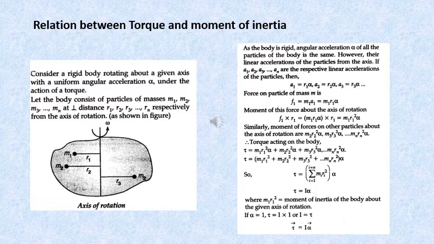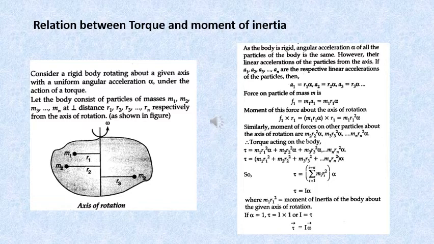As the body is rigid, the angular acceleration for all the particles is going to be same. However, the linear acceleration of the particles from the axis will be different, which is a1, a2, a3 and so on up to an. The value of a1, the linear acceleration in terms of angular acceleration, is the distance from the axis of rotation, and the product of angular acceleration is the linear acceleration. So a1 is r1 alpha, a2 is r2 alpha, a3 is r3 alpha and so on. For n particles we can evaluate simultaneously.